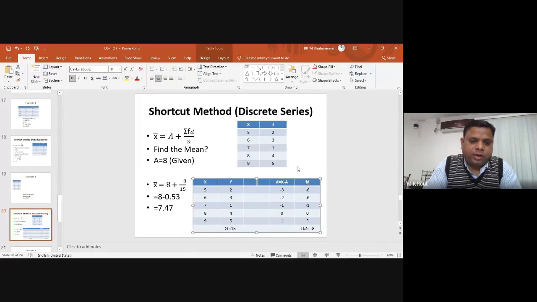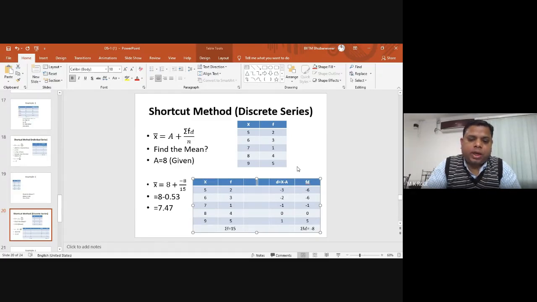that means 5 minus 8, that equals minus 3. Then again 6 minus 8, that equals minus 2. For the third row, that is 7 minus 8, that is minus 1. For the fourth row, 8 minus 8, that equals 0. For the last row, that is 9 minus 8, that equals 1.